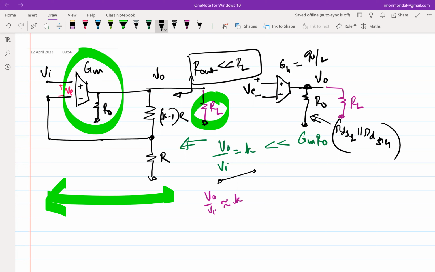You can break the loop and there is a definite input-output relation that you can, in an open loop manner, establish. And all you have to ensure is that the loop gain has to be much greater than 1. Loop gain is a unitless quantity. So loop gain has to be much greater than 1 in order for the loop to work.